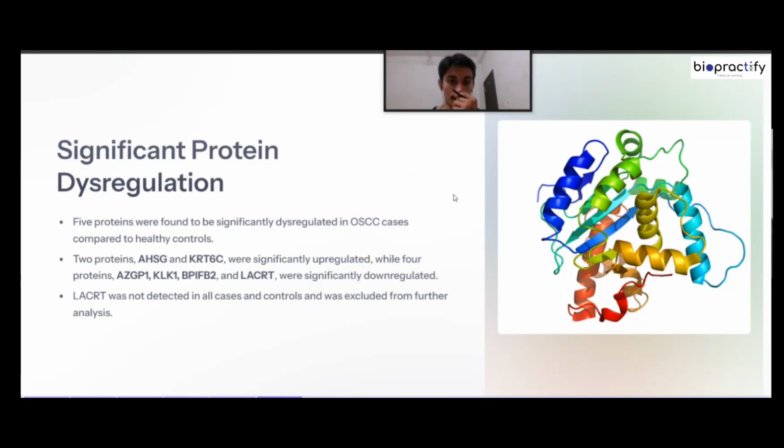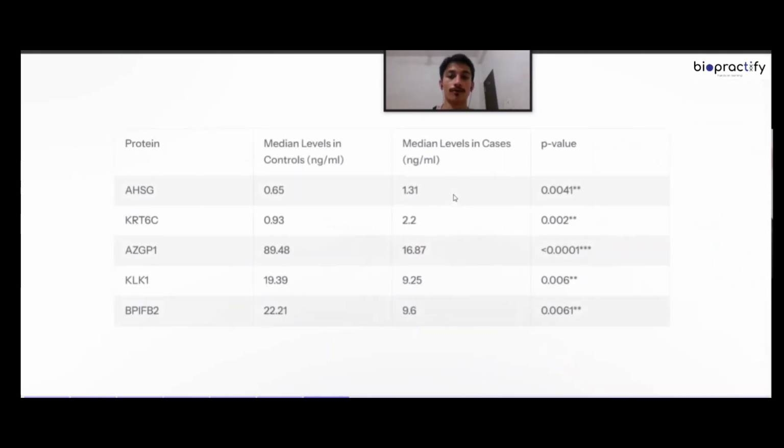So going on to the next step, the researchers went ahead with AHSG and KRT6C as the significantly upregulated ones, and AZGP1, KLK1, BPIFB2 as the downregulated ones. They found different levels, different amounts of the protein levels in the samples. So AHSG and KRT6C, those were the upregulated ones.